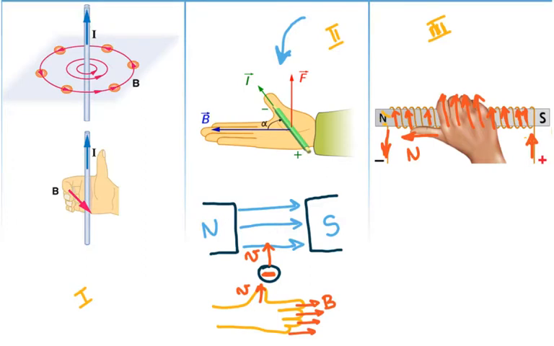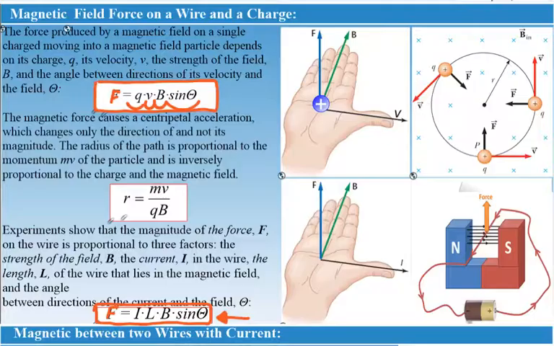The other one is when you place the current, the charges, inside of a magnetic field, and what direction the force is going to be acting on it. And the last rule is when you want to determine which side of the coil is going to be north and which one is going to be south.